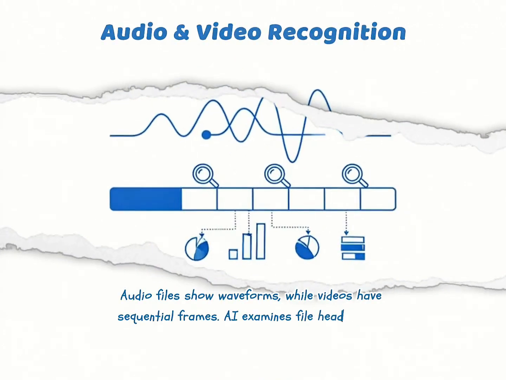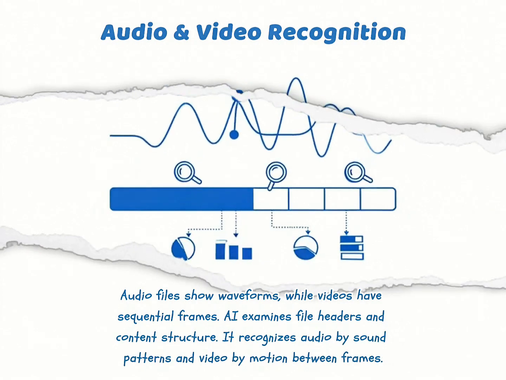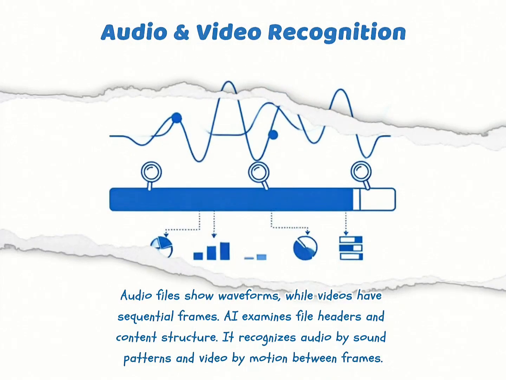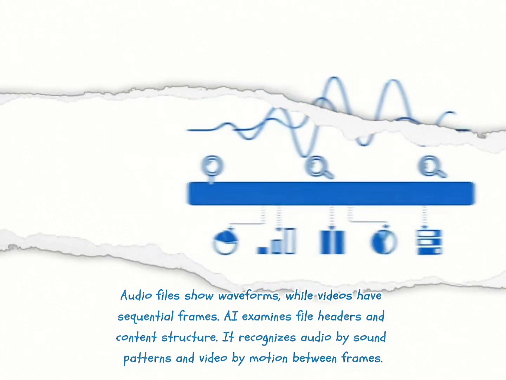Audio files show waveforms, while videos have sequential frames. AI examines file headers and content structure. It recognizes audio by sound patterns and video by motion between frames.